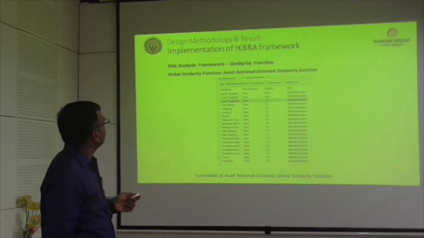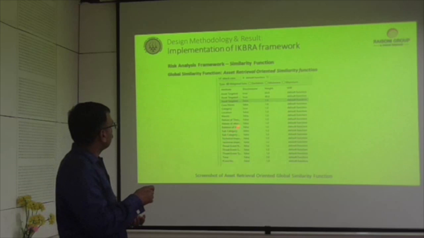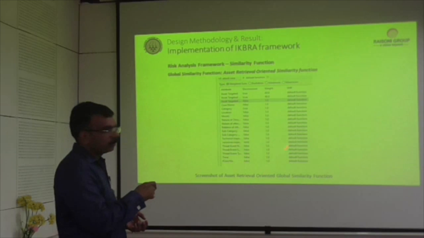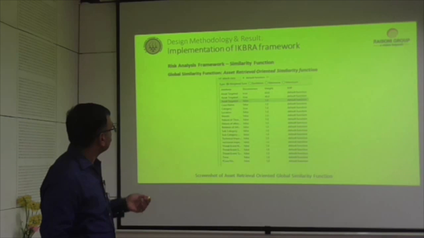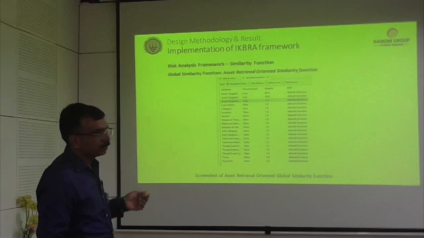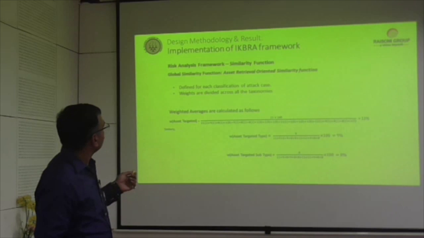The risk analysis framework similarity function is like this. This is what we did. We need only two parts in this; the others we don't require. So we mark them 1 here. Its weight is 1 and all others are false. So it retrieves only two parts in that risk asset retrieval part. Others like category and location, we are not interested in. This is the complete asset retrieval oriented similarity function.